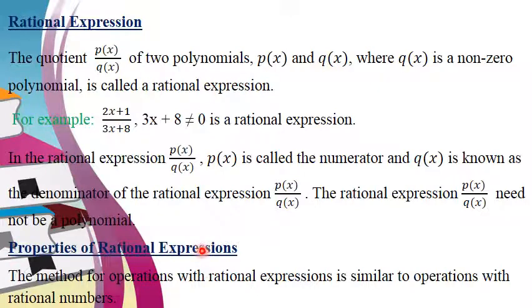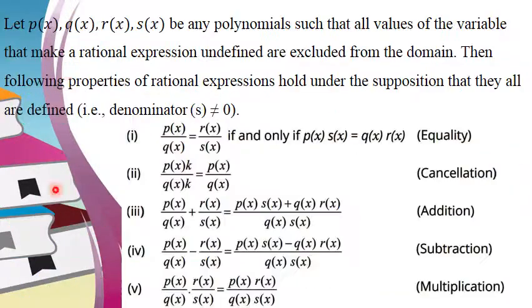Properties of rational expressions. The method for operations with rational expressions is similar to the operations with rational numbers. Let p of x, q of x, r of x and s of x be any polynomials such that all values of the variables that make a rational expression undefined are excluded from the domain. Then the following properties of rational expressions hold under the supposition that they are all defined, that is, all the denominators should not be equal to 0.